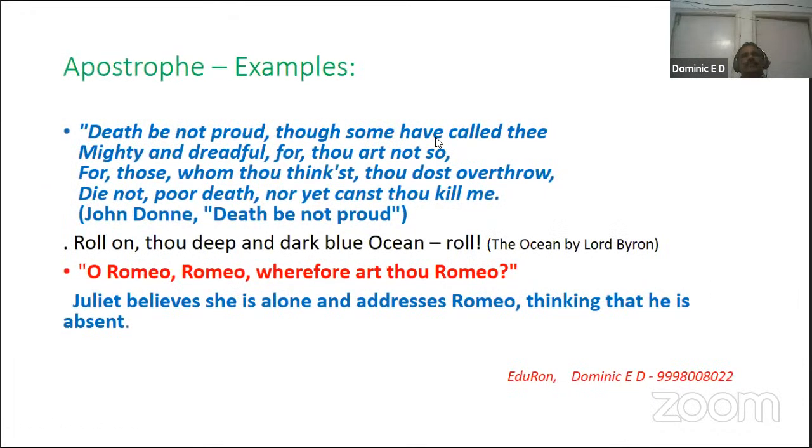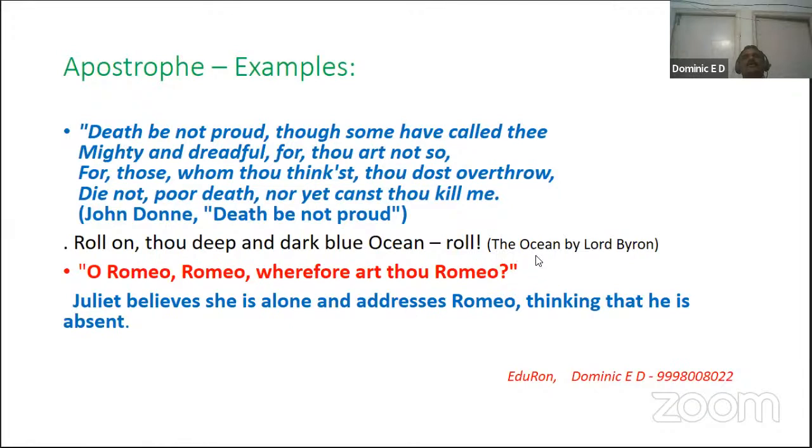Further examples of apostrophe. Death Be Not Proud is a poem by John Donne. Death be not proud, though some have called thee mighty and dreadful. For thou art not so, for those whom thou thinkest thou dost overthrow, die not, poor death, nor yet canst thou kill me. So it's a poem in which John Donne challenges death. You cannot have control over me, and don't think you're proud. Here it's a very good example of apostrophe. Death, an abstract notion, is given as though it is present like a person and listening.